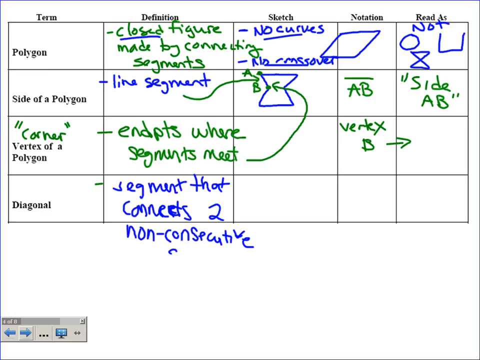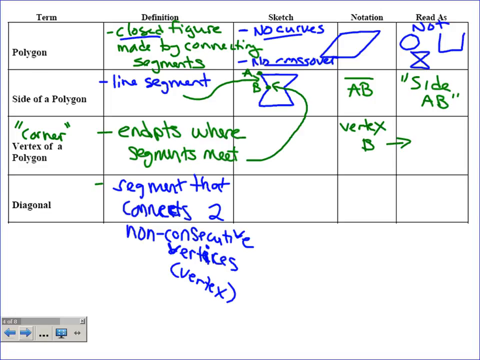Non-consecutive, not sides, vertices. Let me say that again. It's a segment that connects two non-consecutive vertices. This is the plural for vertex. If vertex is one, vertices is two. I know, it's kind of weird.